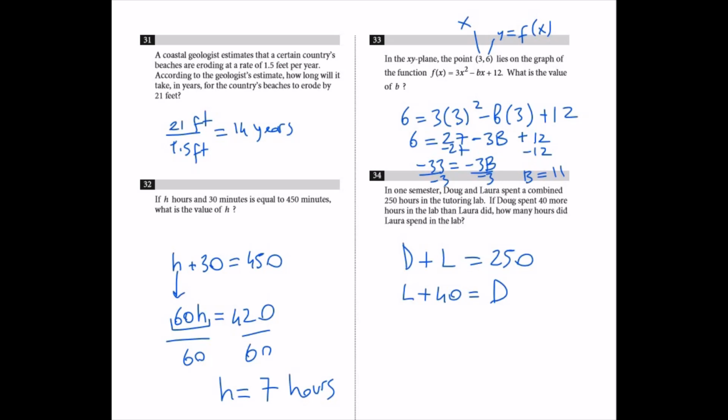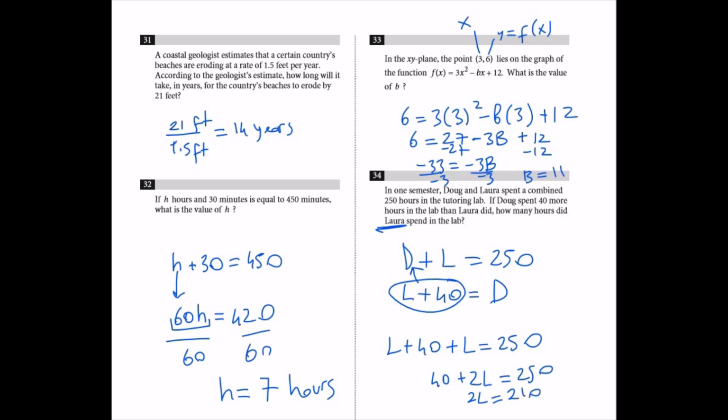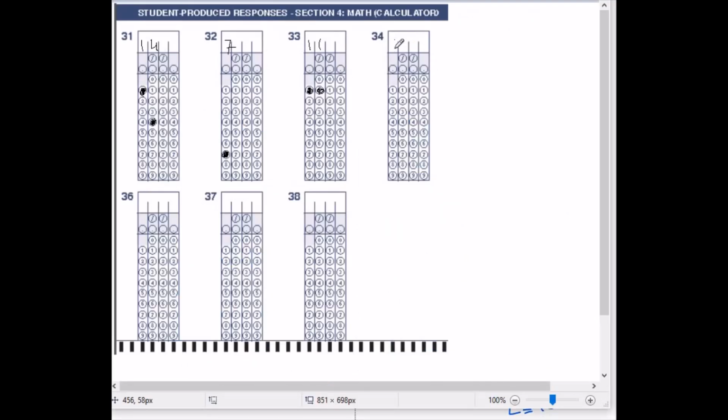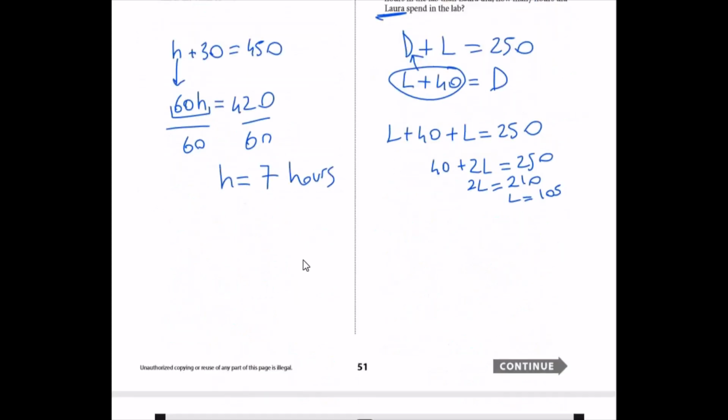Now I have two equations. Now I can solve the system. Since we are solving for L, let's directly plug in D, which is equal to L plus 40, into the first equation. So L plus 40 plus L equals 250. And 40 plus 2L equals 250. Subtract 40 on both sides. So 2L equals 210. Divide by 2, so L equals 105. You're going to write 105 on the free response sheet and then bubble in correctly. Okay, question number 35.